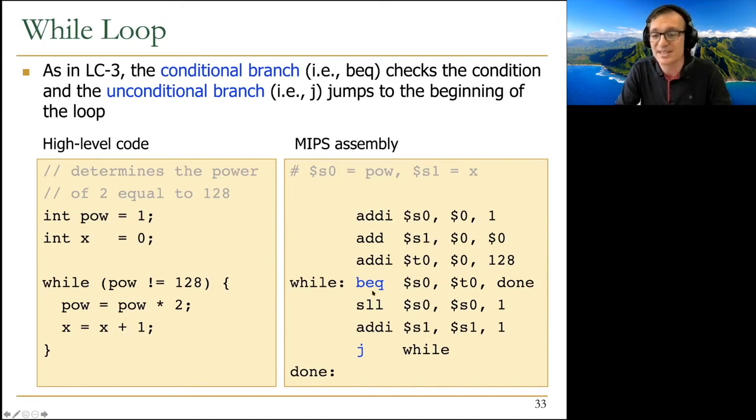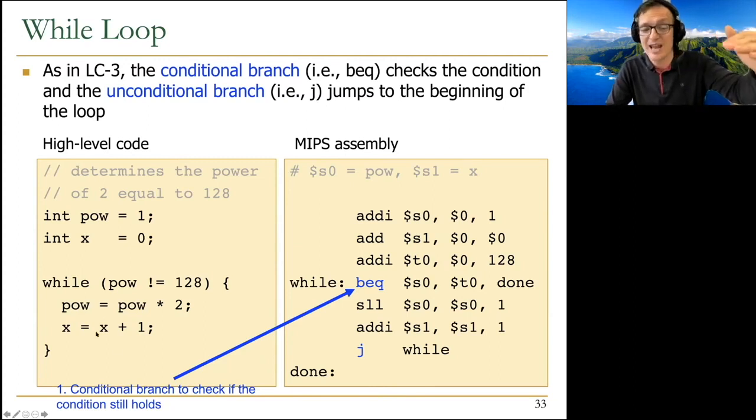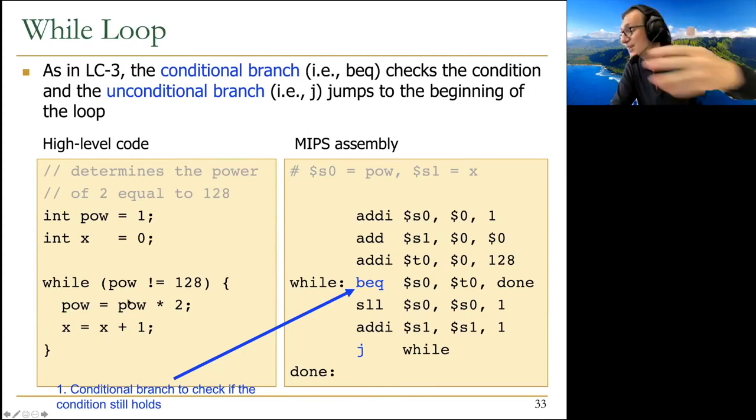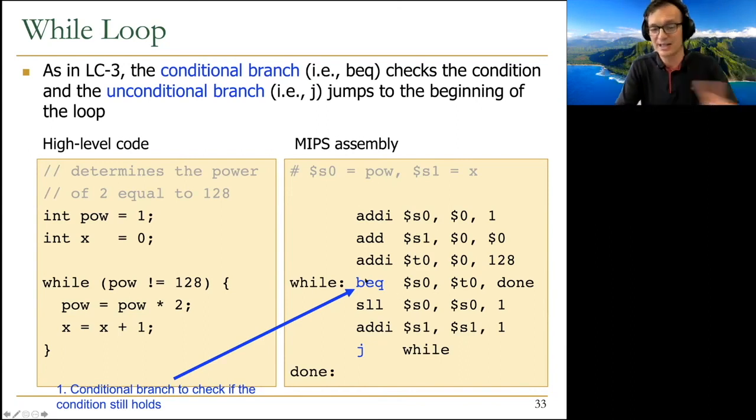And the while loop basically does a branch equal over here. It has a conditional branch to check if the condition still holds. So you need to check the condition first before entering the loop. Otherwise, you may execute the loop one too many times, right? As we saw earlier in the buggy multiplication example. Here, it's not multiplication, but it's really figuring out the power raised to 2, power of 2, right? Okay, so basically, that's what this branch equal does.